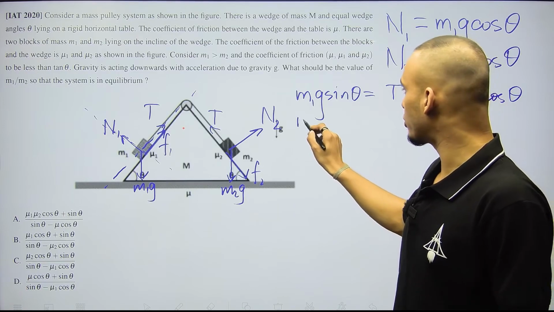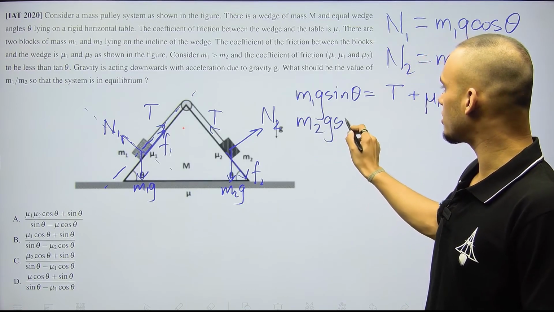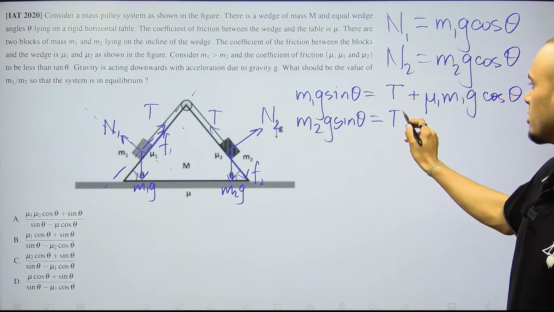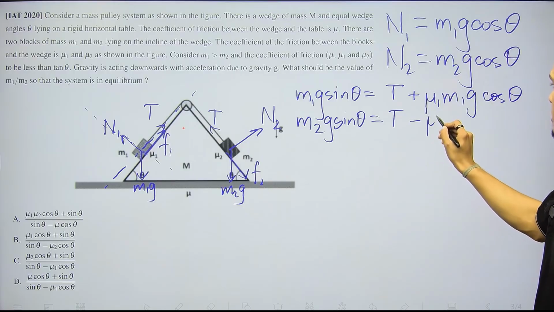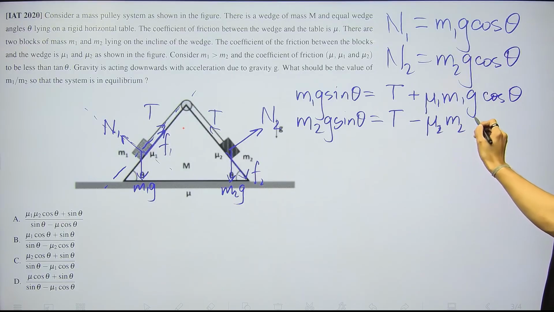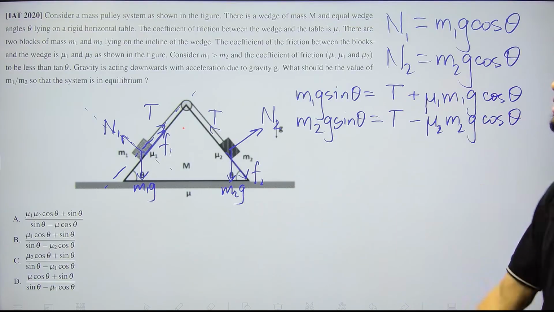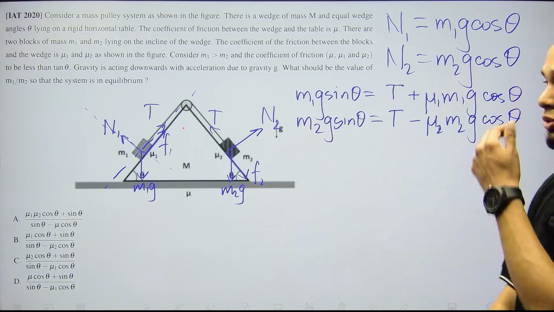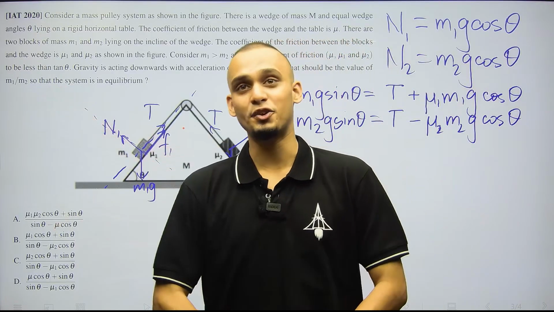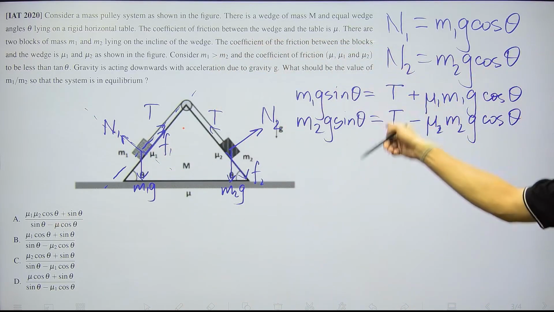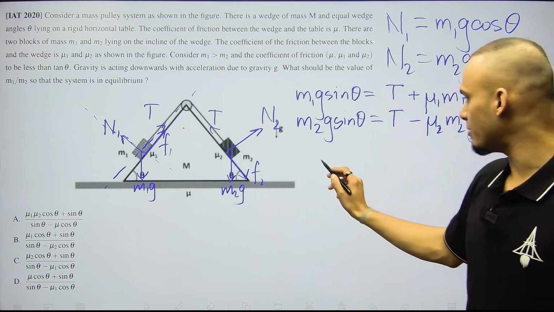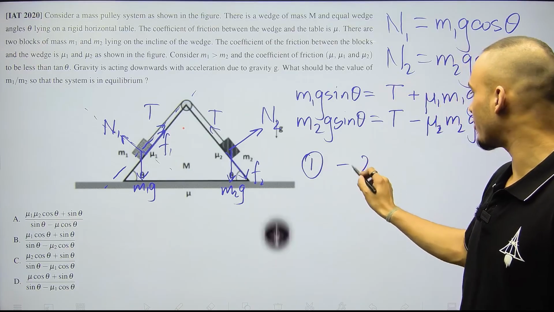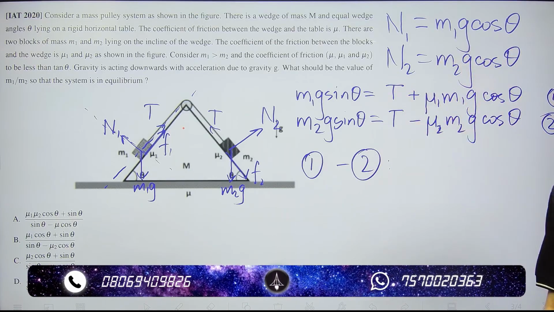Similarly, balancing forces on m2, we get m2 into g sine theta should be balanced by the tension, and this time since the friction force is acting downwards, we will minus mu2 into m2 g cos theta. Now we don't know the value of tension, and that is not even relevant to what quantity we are trying to calculate. So we need to first eliminate T from both of these equations. Let's call this equation 1, let's call this equation 2, and we can see that if we just simply subtract 2 from equation 1, T will get cancelled from both the sides.